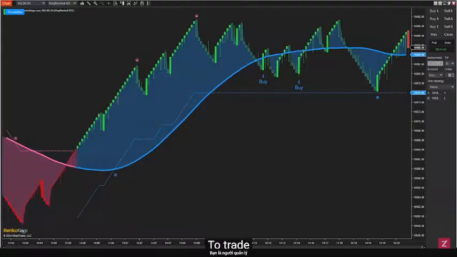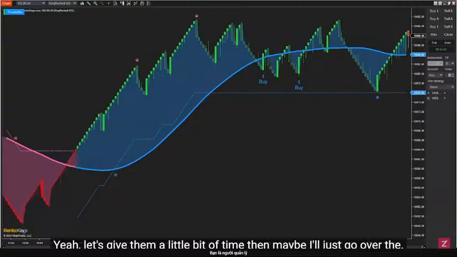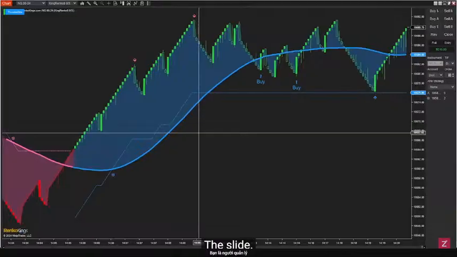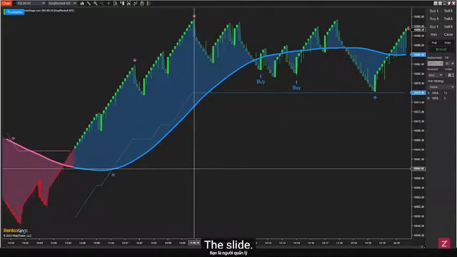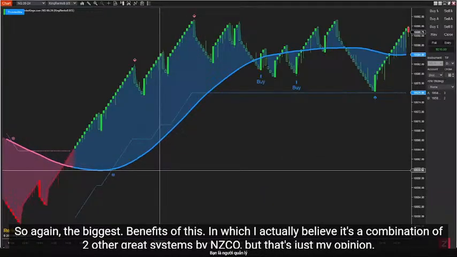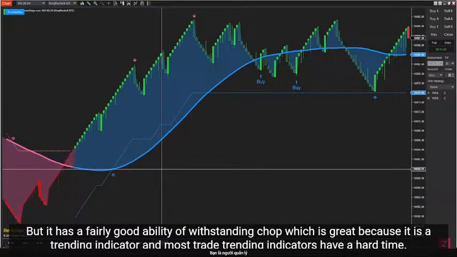Yeah, let's give them a little bit of time, then maybe I'll just go over the slide. So again, the biggest benefit of this indicator, which I actually believe is a combination of two other great systems by Ninja, but that's just my opinion, is that it has a fairly good ability of withstanding chop, which is great because it is a trending indicator, and most trending indicators have a hard time dealing with chop. This one is pretty good.